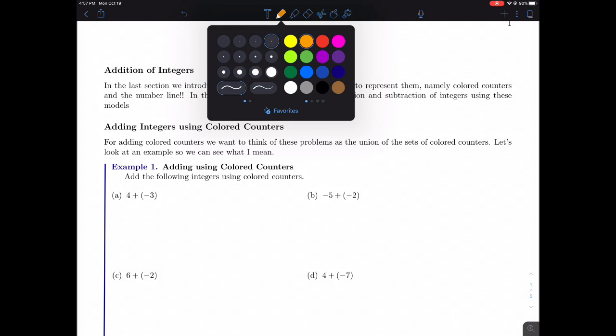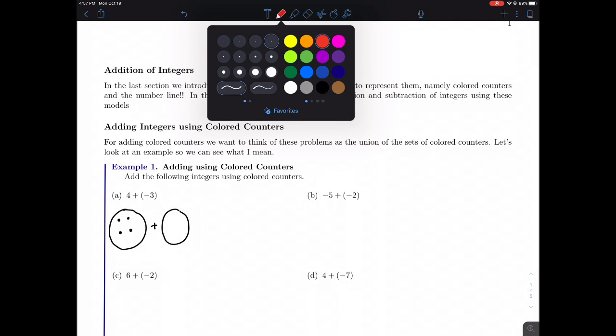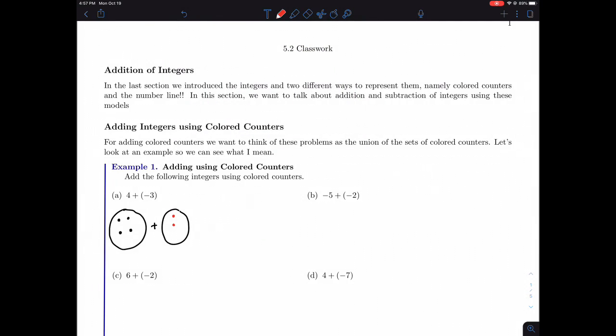So in this case, what I want to do is add 4 and negative 3. So what I'm going to do is draw one circle that has 4 black dots in it because it's positive 4. And to that, I'm basically adding negative 3. So that means I'm going to make a circle with 3 red dots in it to represent the negatives. And then what we're really doing is a union of sets. So both of these are disjoint sets, so that means we can just add them together and make one big set. Whoops, let me do this in black.